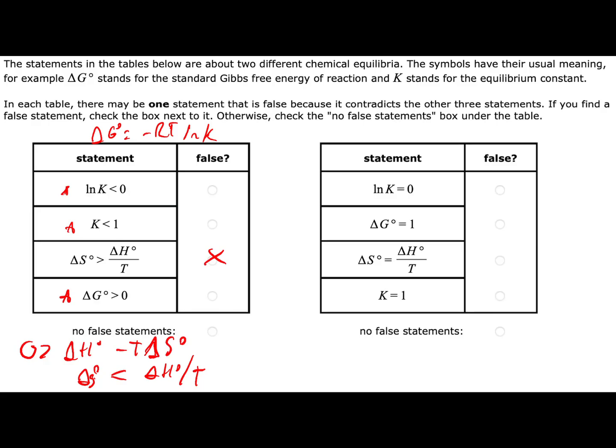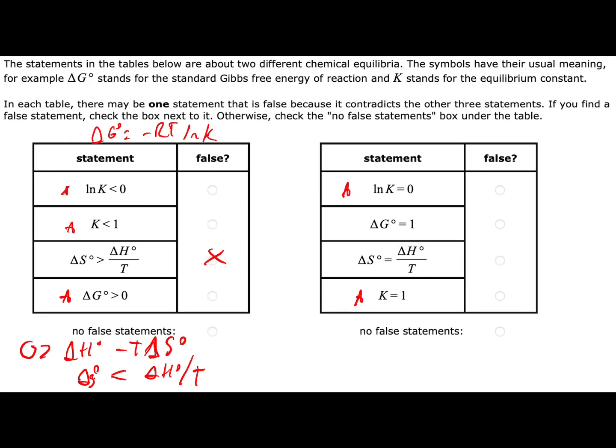And again, I'm going to start down here at the bottom, and I'm going to make an assumption that K equals 1 is a true statement. Well, if K equals 1 is a true statement, the natural log of 1 is 0. So then the natural log of K would equal 0. So the first and the last statement agree here.